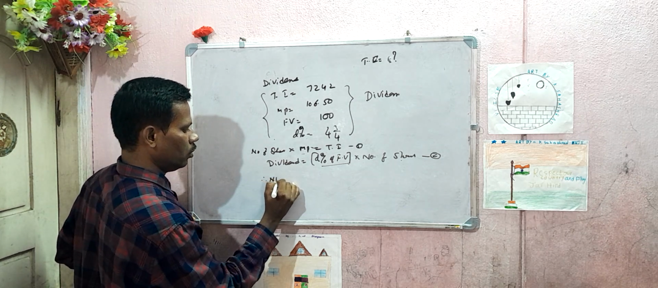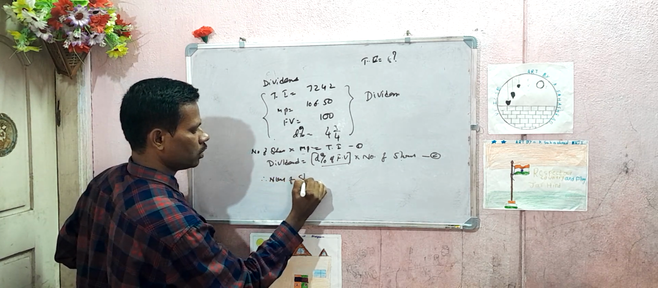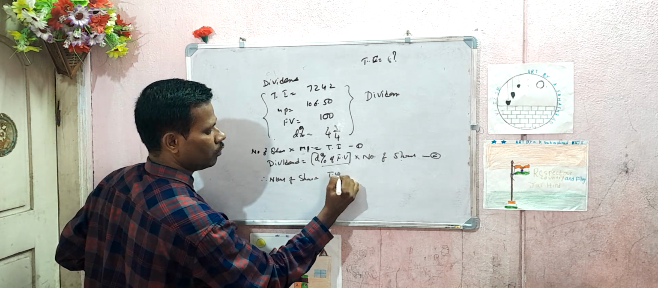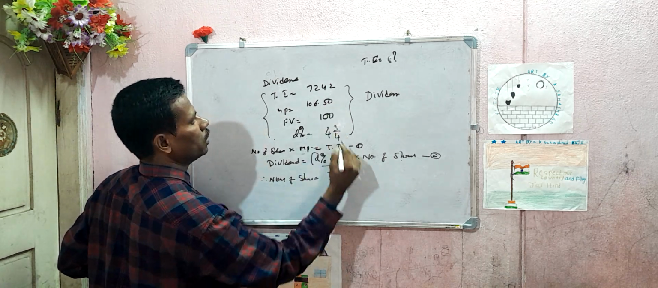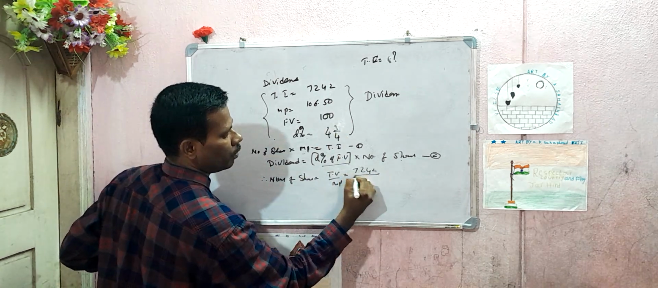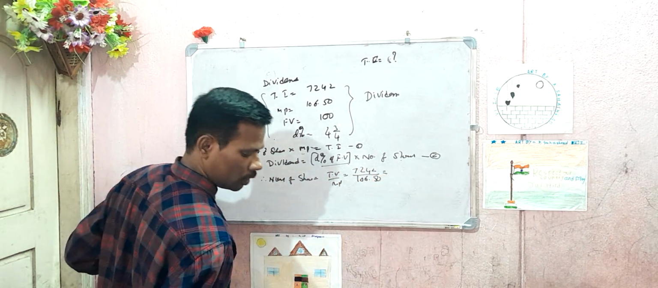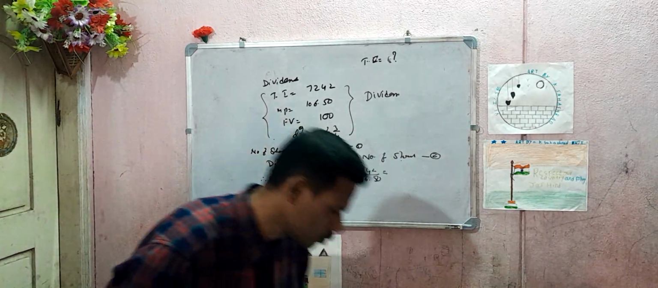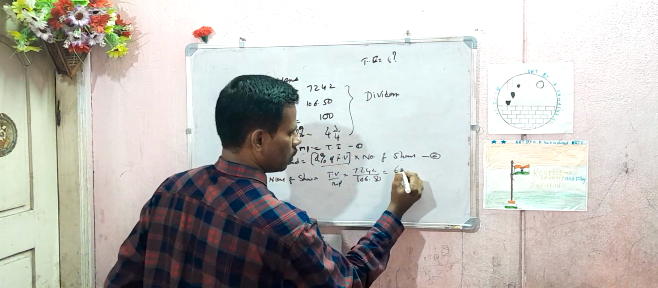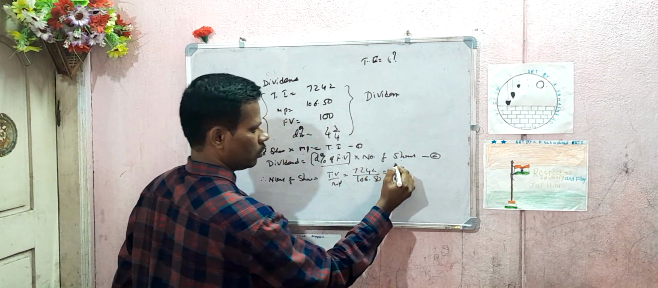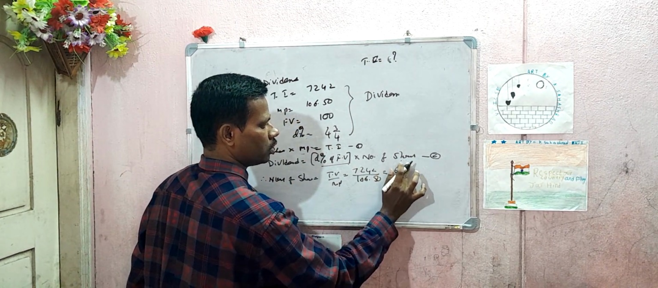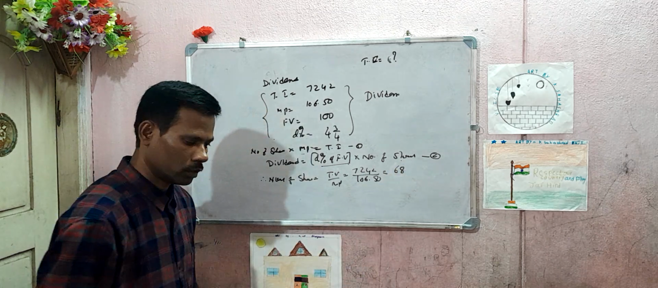Therefore, number of shares is equal to total investment by market price. Total investment is 7242 by market price 106.50. Simplify this, what you get? 68 is the answer. So number of shares is nothing but 68.